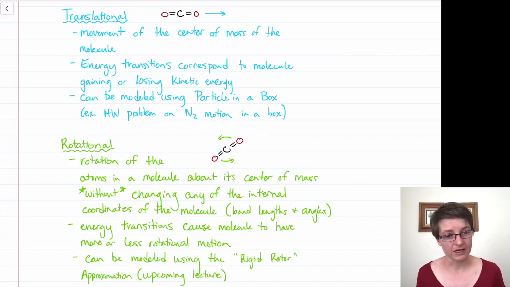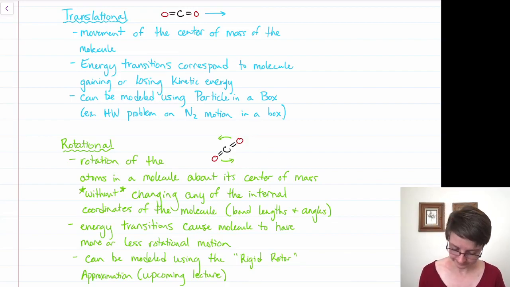And at the very beginning of the course, the model that we discussed that had no potential energy and that was purely kinetic was a particle in a box. And so that particle in a box model is a great way to understand the energies and wave functions associated with translational motion. And in particular, we actually did a homework problem on the motion of N2 in a box, and we saw that for most molecules, while translation is technically quantum mechanical, it can often be modeled classically.